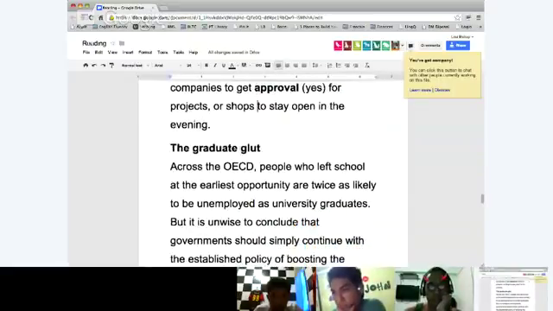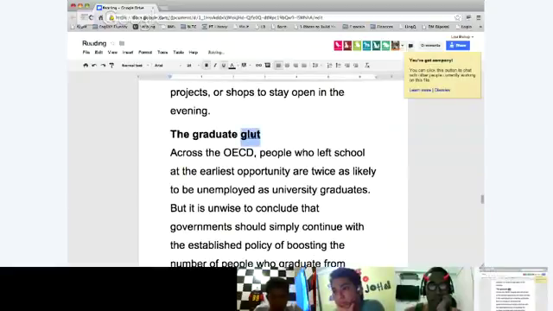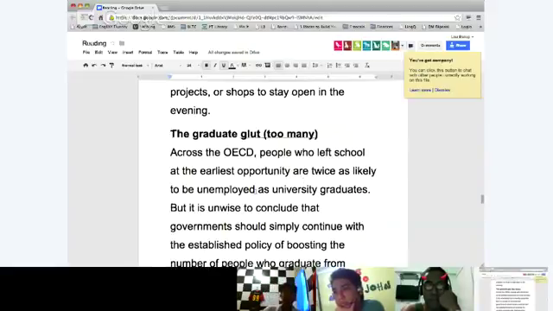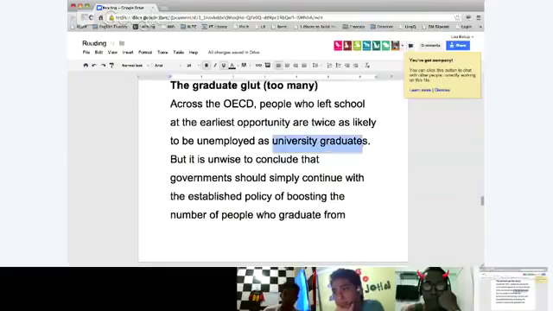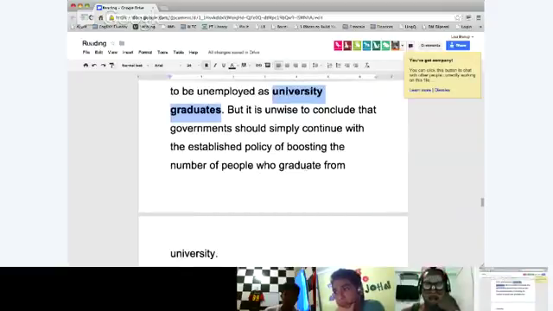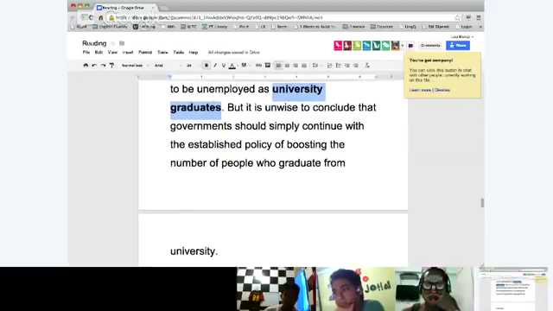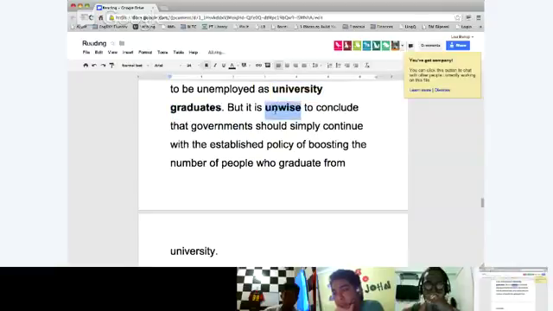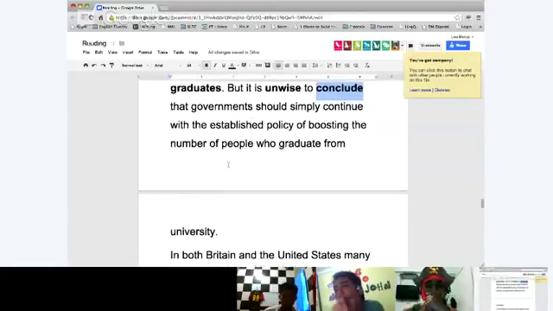That's an idea. Here, the graduate glut. When you have actually a lot of people in the world who have university degrees and they still can't find a job. So even though it's a good idea to have a university degree, it's not necessarily true that you will be guaranteed a job. They say it's unwise, that means it's not smart, to conclude or to come up with the idea that governments should keep telling people to go to university.